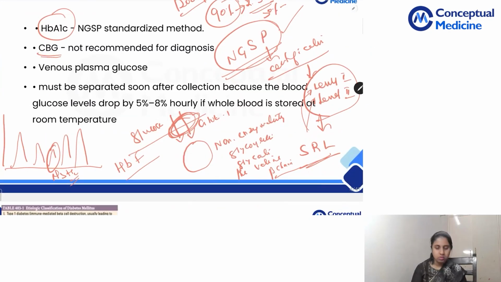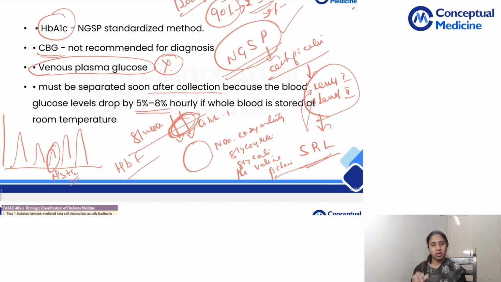So, capillary blood glucose is not recommended for diagnosing diabetes. Venous plasma glucose is always best to determine the blood glucose. And when you take a sample, it should be collected in a gray top tube. It will have fluoride, and the fluoride will prevent unwarranted glycolysis from happening. And the plasma will be immediately separated after collection, or else the red blood cells will start utilizing the glucose. On an hourly basis, a 5 to 8% drop of blood glucose will still happen at room temperature, because the RBCs will continue taking the glucose, and thereby there will be a drop. That is the reason why it should be immediately centrifuged and the blood glucose analyzed.